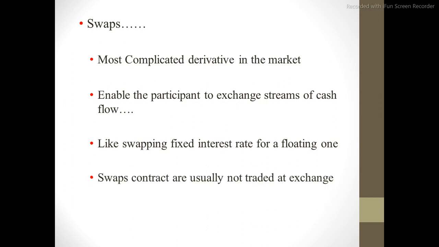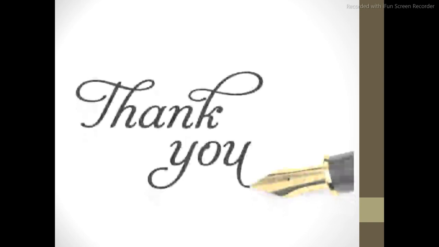A simple example can easily explain swaps. One investor takes a loan from a bank at a fixed rate, while the other investor takes a loan at a floating rate. So both investors can exchange the fixed rate with the floating rate through a derivative contract which is called a swap. So it is a private negotiation between two parties.